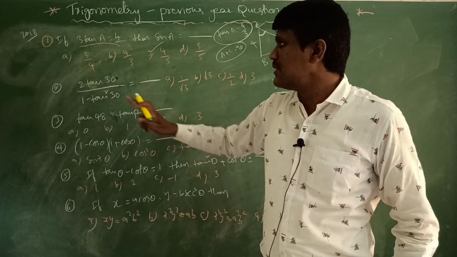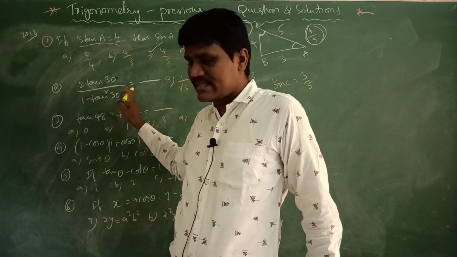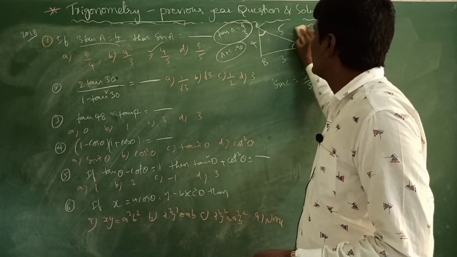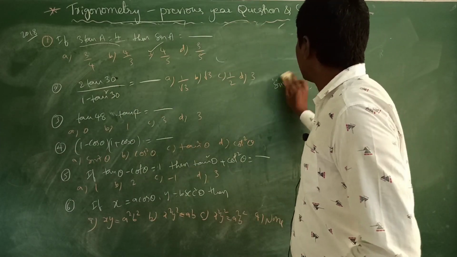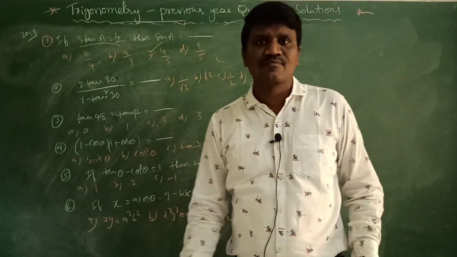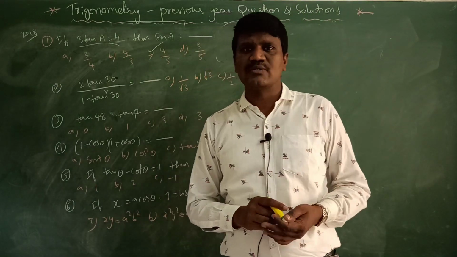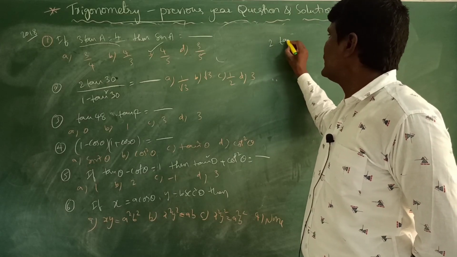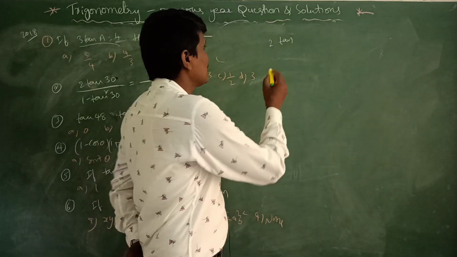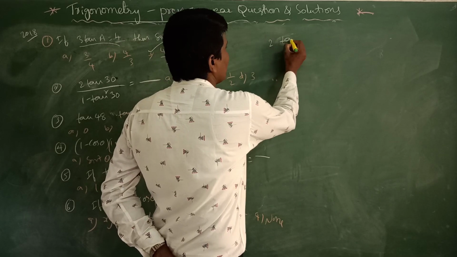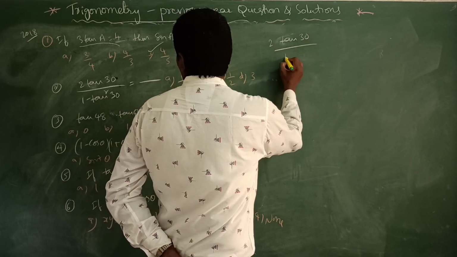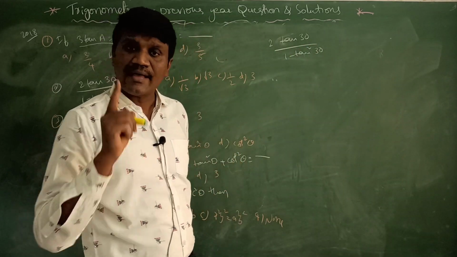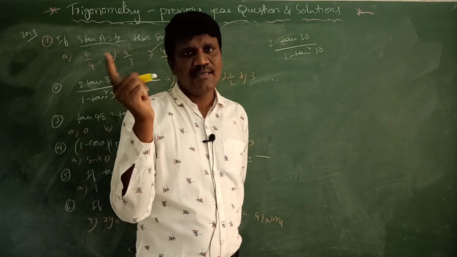Now second question, 2 tan 30 by 1 minus tan square 30. You know the value of tan 30. What is the value of tan 30? Tan 30 value is 1 by root 3. Simply substitute here: the question we have is 2 tan 30 by 1 minus tan square 30. Tan 30 value you should remember, that is 1 by root 3.